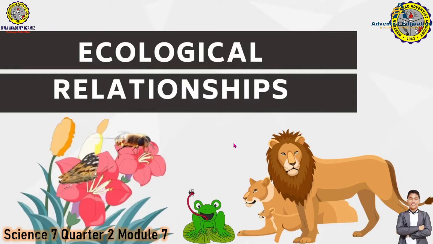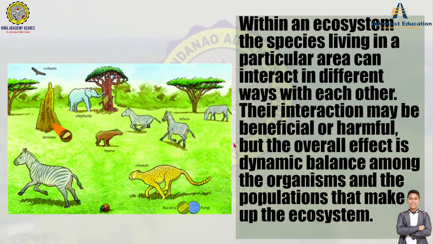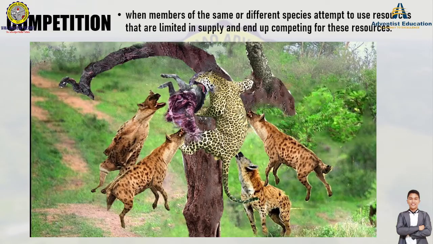Okay, so let's proceed. Within an ecosystem, the species living in a particular area can interact in different ways with each other. Their interaction may be beneficial or harmful, but the overall effect is a dynamic balance among the organisms and the populations that make up the ecosystem. When we look around us, we can see a lot of living organisms: the plants, the animals, the trees. These different organisms interact with each other. Here are the different interactions in the ecosystem.